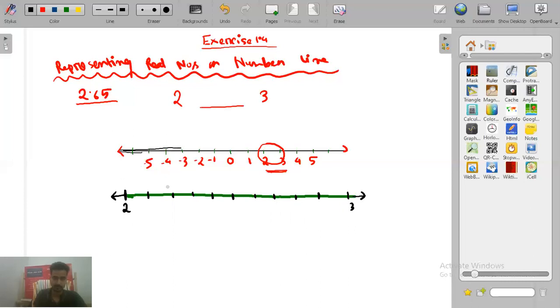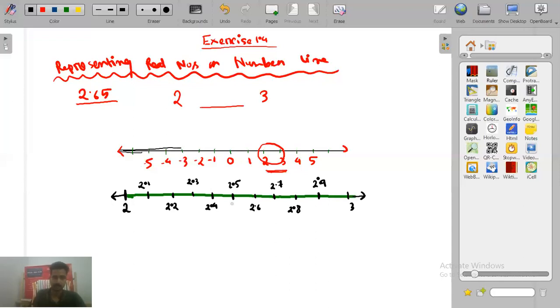So then write down here 2.1. Then you can write 2.2, then 2.3, then 2.4, then it will be 2.5, 2.6, 2.7, 2.8, 2.9 and 3. Why am I writing in a zigzag style? Because if you write on the same line, it will look hazy. Yes or no? That's why I have written this in a zigzag style so that it looks clean.